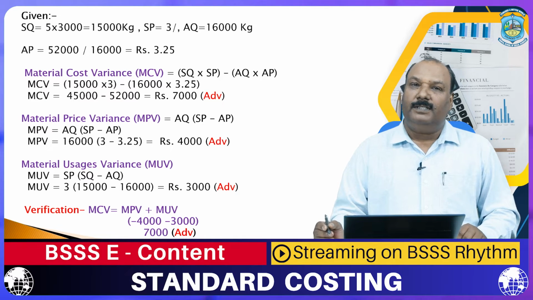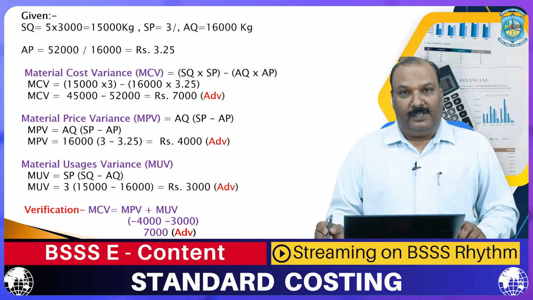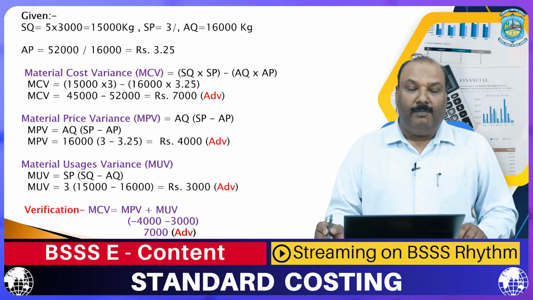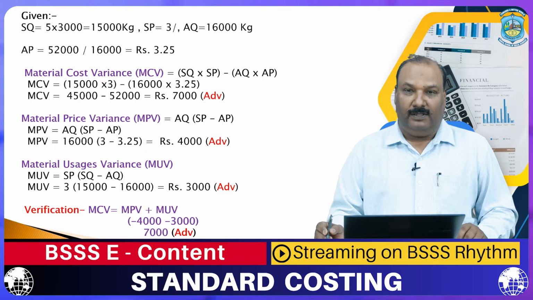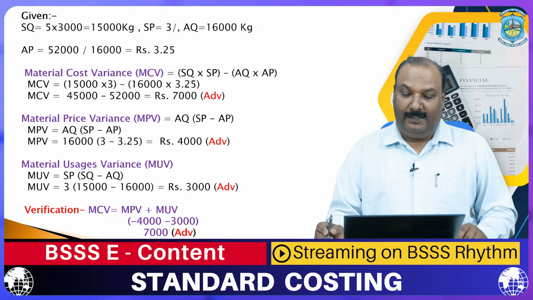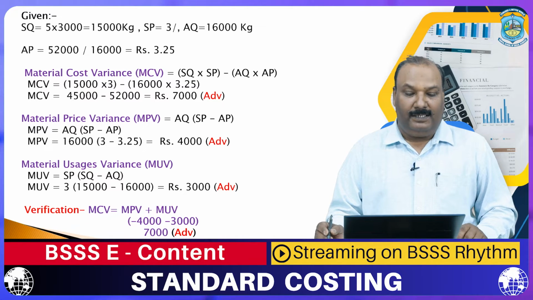The information which is given: standard quantity, which is calculated, 5 multiplied by 3,000 is equal to 15,000 kilograms. Standard price is 3 rupees. Actual quantity 16,000 kilograms. Actual price is 52,000 divided by 16,000. So, the amount will be 3 rupees 25 paise.